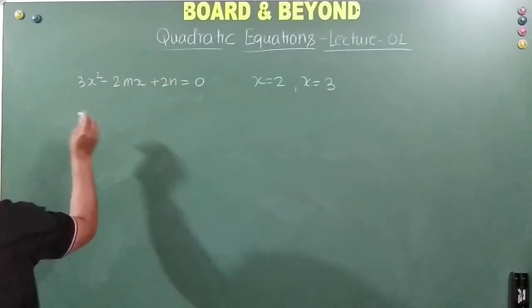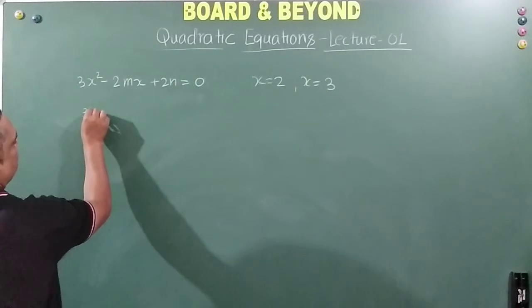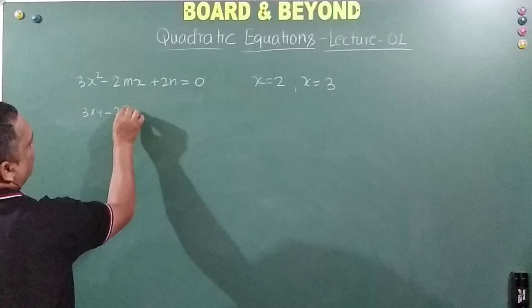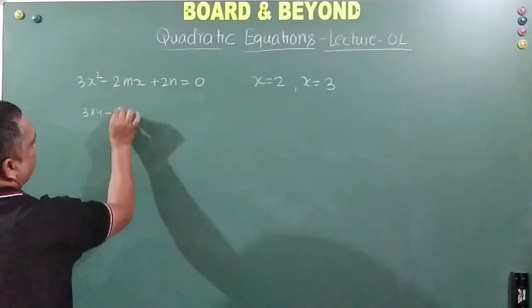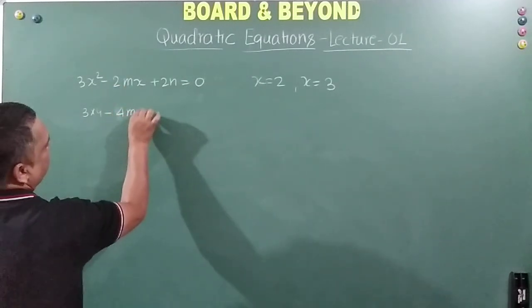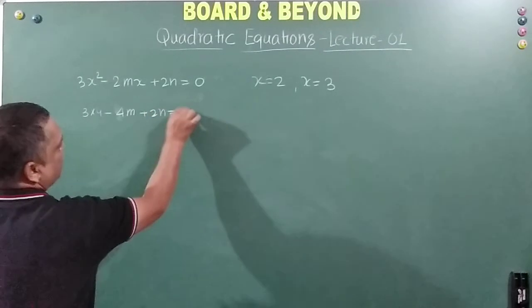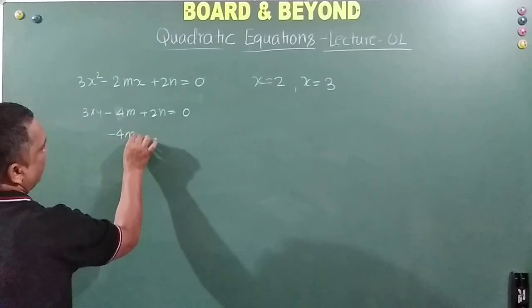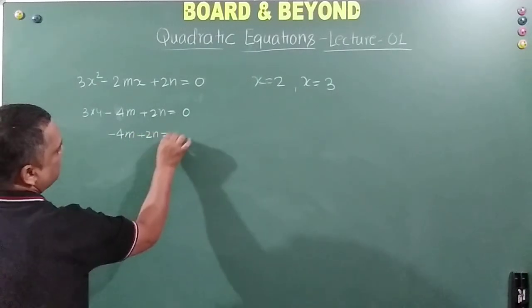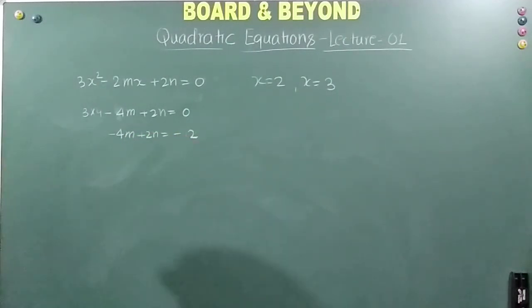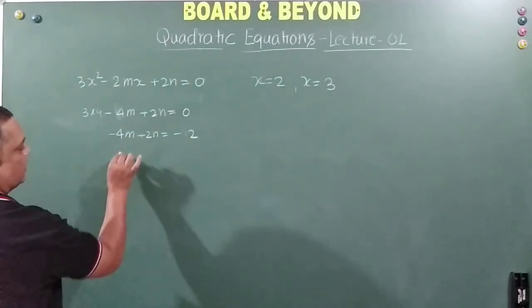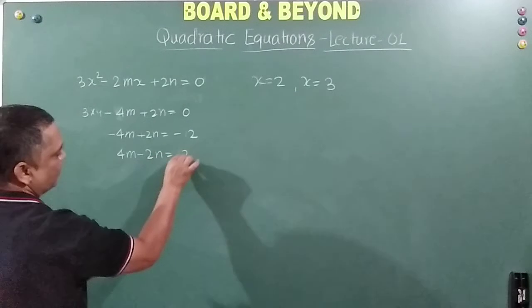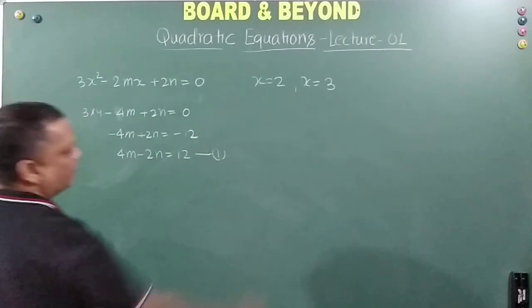Let's do that one first. So 3 into 2 square, that is 3 into 4, which is 12, minus 2 into m into 2, that is minus 4m, right friends, plus 2n should be equal to 0. So this is minus 4m plus 2n is equal to minus 12. Do we all understand this? Now reversing all the signs, this becomes 4m minus 2n is equal to 12. This is my equation number 1.